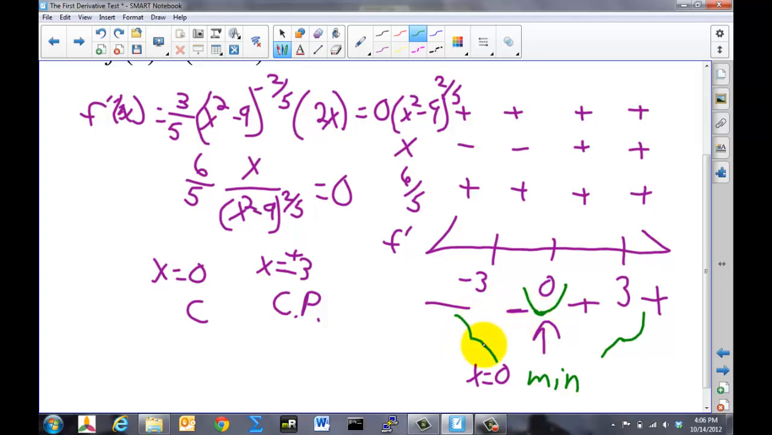So suddenly we can figure out a lot about this function. I mean, we can almost take these 3 green pieces that I've drawn and splice them together and have a pretty good indication of what this function is going to look like. But the main thing is we've got a minimum at 0. Negative 3 and 3 are neither; they're critical points because they're candidates, but they're not a max or a min.